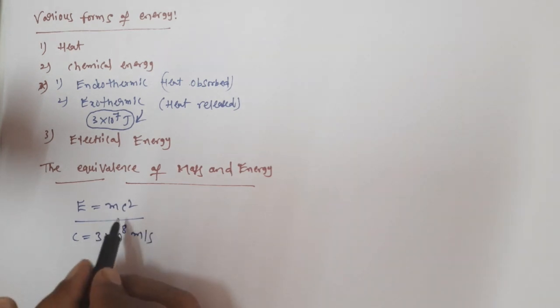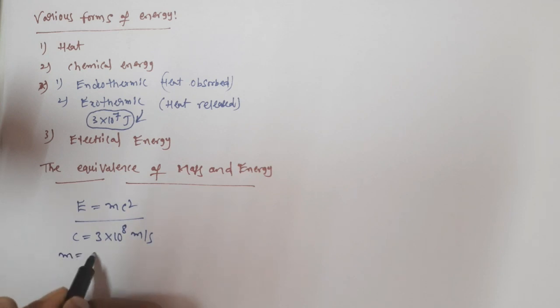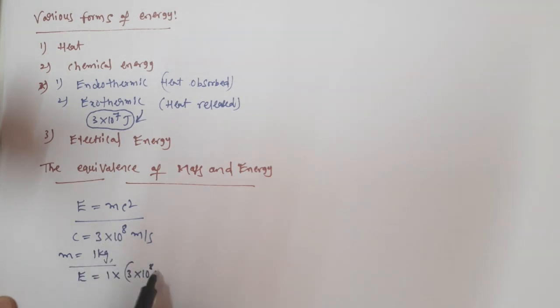That means if we take 1 kg of mass, and if we can convert 1 kg of mass into energy, the amount of energy which we get is E equal to 1 into c square, that is 3 into 10 power 8 whole square. So how much do we get? That is 9 into 10 power 16 joules. So we can get this much amount of energy. If we can convert 1 kg of mass into energy, we'll get a huge amount of energy.